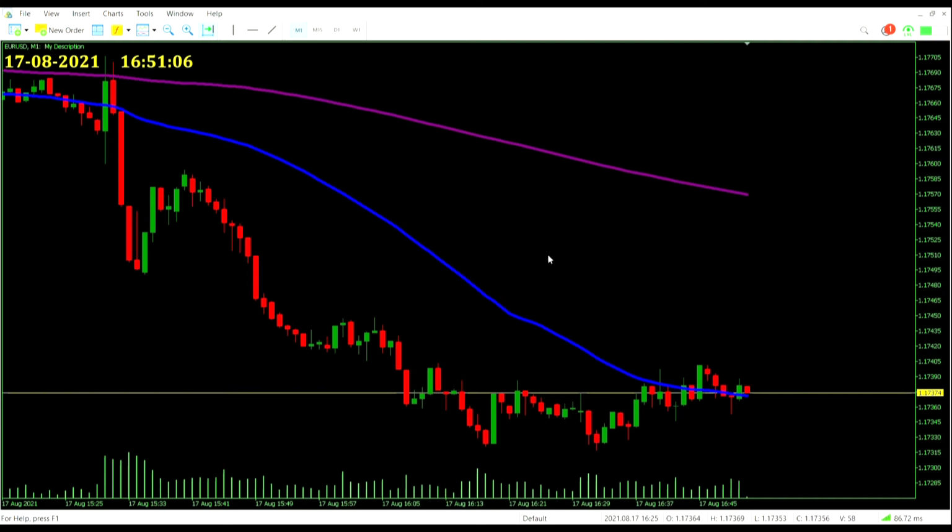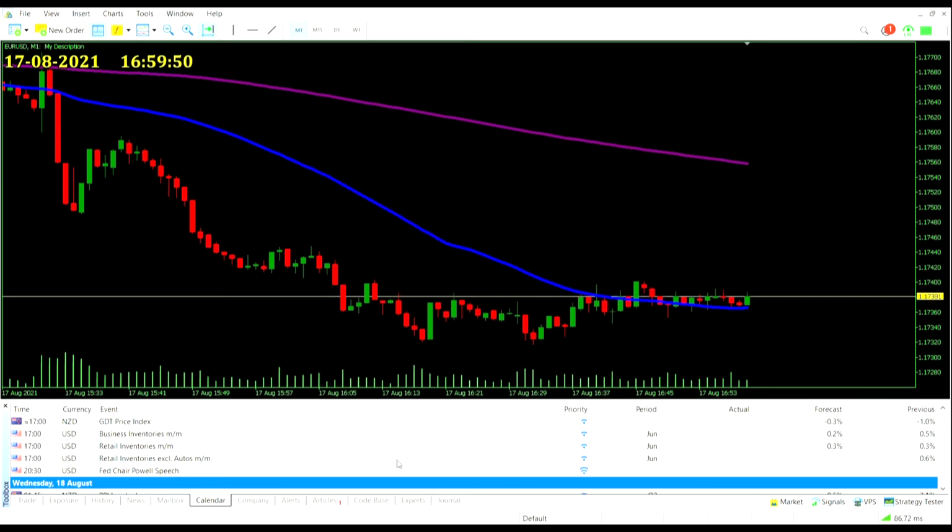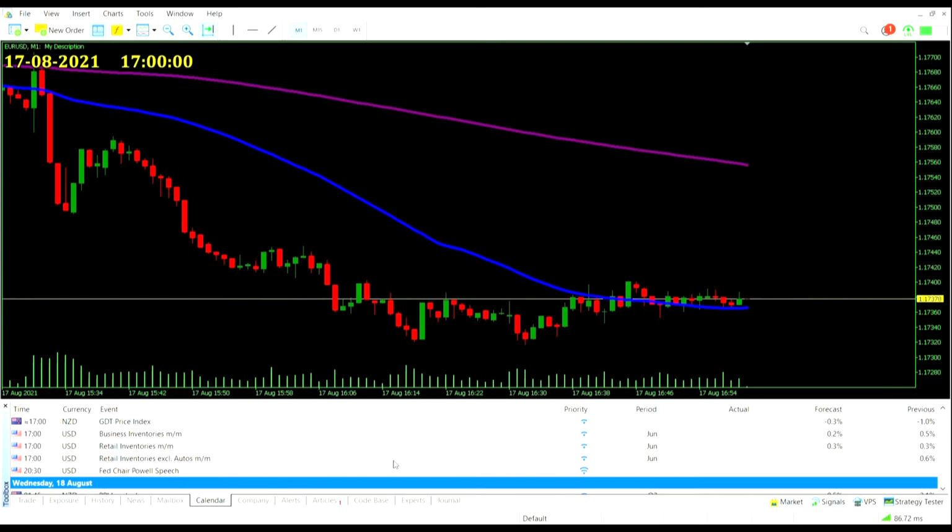We've got just under 10 minutes before we get these retail and business inventory numbers. That might shake things up, but at the moment, the 50 and 200 are still a long way apart from each other. I don't know how much impact these month-on-month inventories are going to have on the price here. Probably not a lot at all, if any, but hopefully the retail and business inventories are absolutely depleted, way worse than forecast, and we see a strong move in favor of the euro against the dollar.